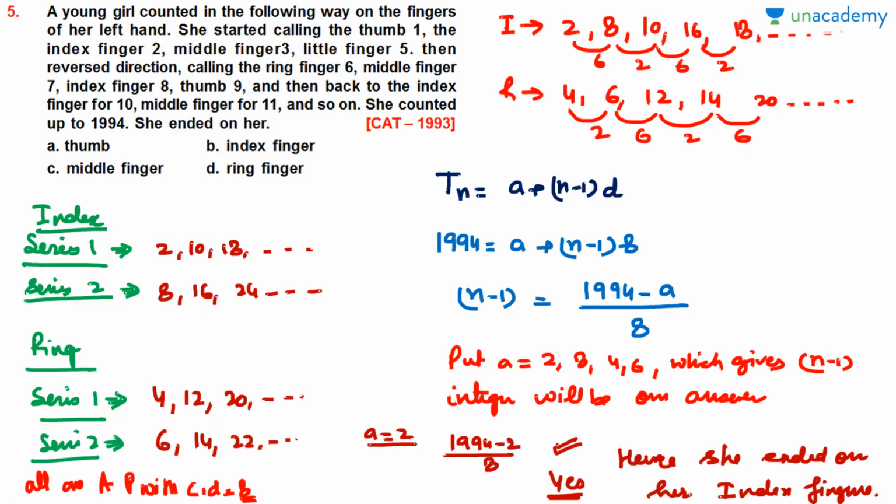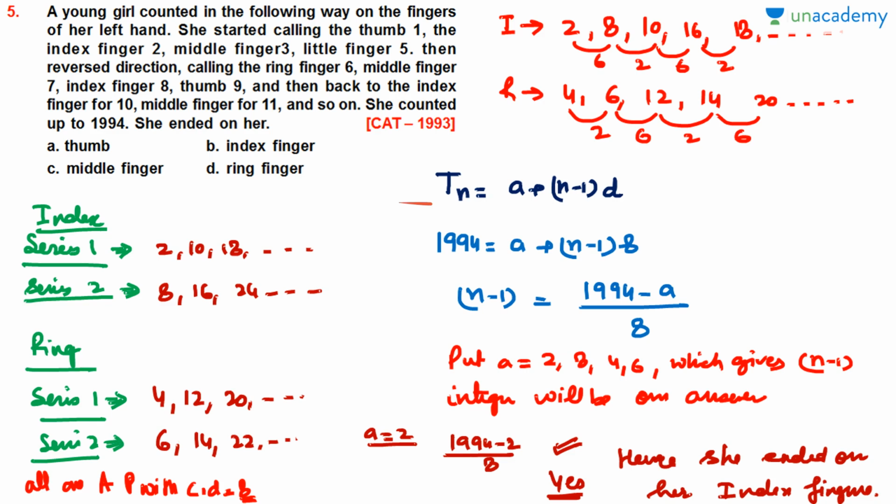Okay, so what can we do? If we write this series in two parts: we have 2, 8, which is 6 more, then 8, 10, 2 more, then 6 more, then 2 more. So in two parts, the first part is 2, 10, 18 and the second part is 8, 16, 24. If we break the index finger numbers in two parts, and the ring finger numbers the same way, we get clear AP series, each increasing by 8. So all four are examples of an AP with common difference 8.